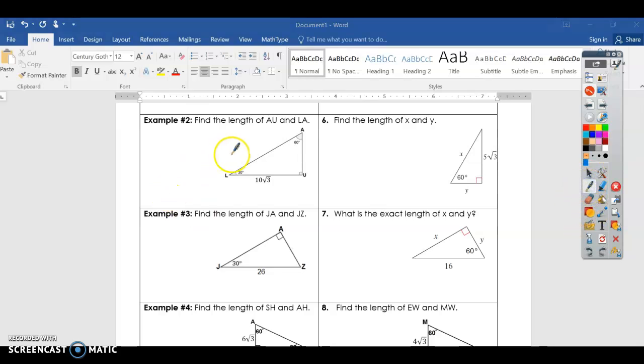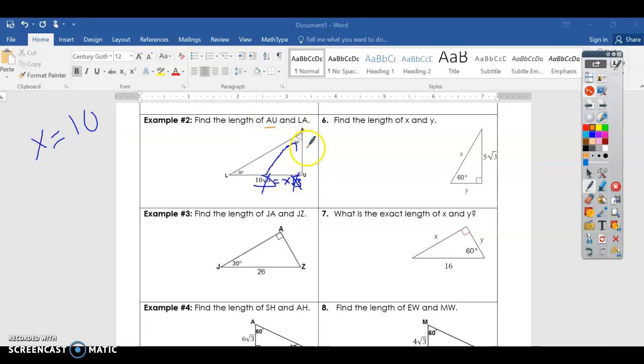Example 2. Find the length of AU and LA. Okay, so they give us 10 square root of 3. This is across from the 60-degree angle, so across from the 60-degree angle is x square root of 3. If you look on both sides of my equation, they both have a square root of 3, so I can cancel those out. That tells me that x is 10.